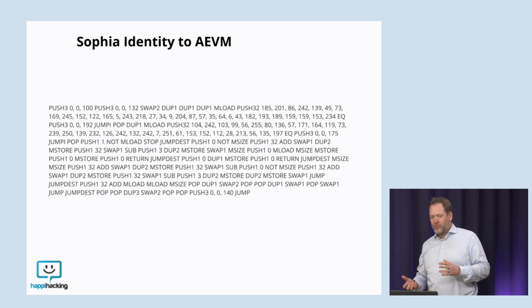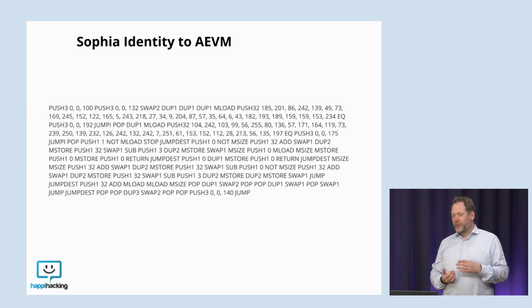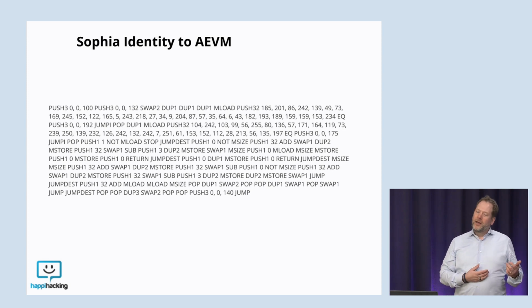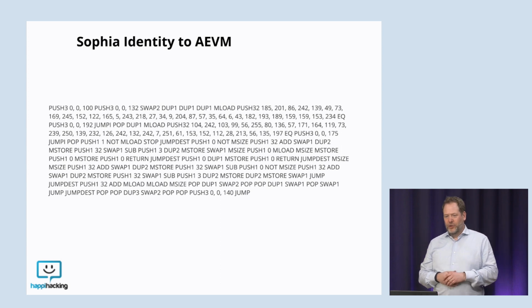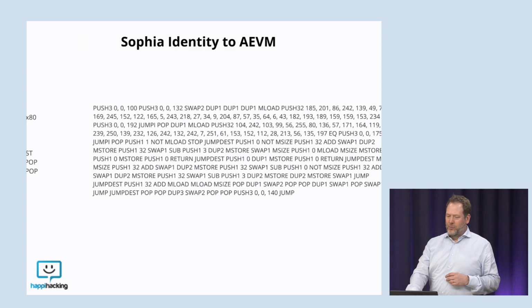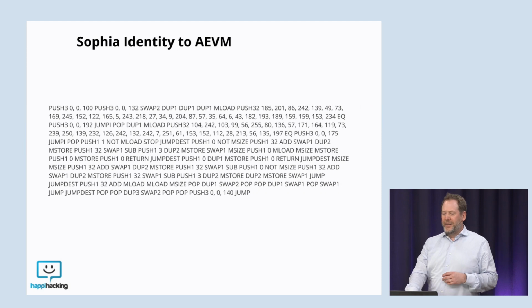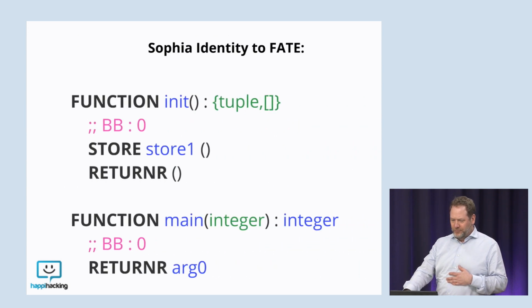So one of the first things we did when we started with Eternity was to port the EVM to Eternity, to the AEVM. And then we can compile the Sophia contract to the AEVM. So it's basically the same machine, slightly different programming language, which makes for slightly smaller code. But it's the same virtual machine, so there's not much that you can do there.